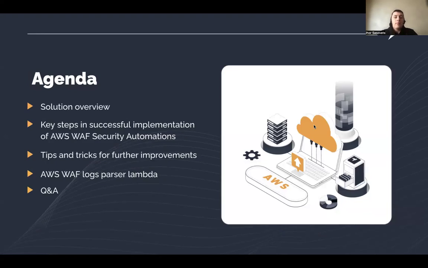So, a brief agenda of this meeting. We will start from the AWS WAF Security Automations solution overview. Then we move to the key steps in successful implementation of this solution. After that, we will talk about some tips and tricks for further improvements and how to make this solution more effective and match your needs. We will also cover the AWS WAF logs parser Lambda that is used for AWS WAF instances monitoring. And then there will be a small demo in order to show how it works.